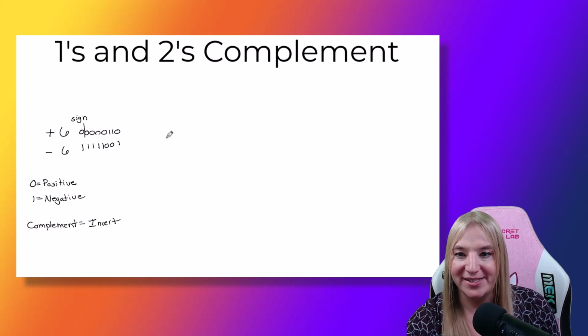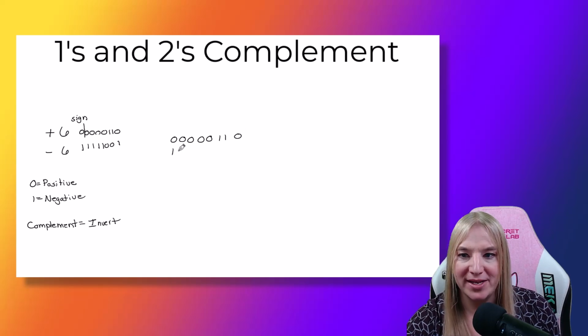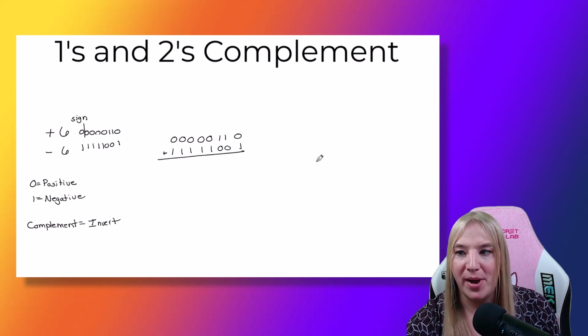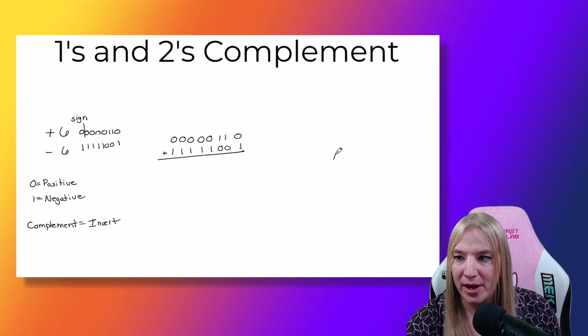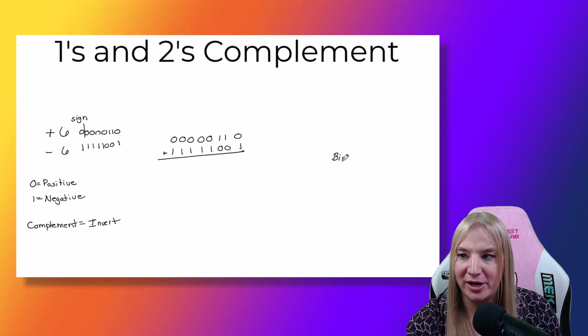All right, if we take these numbers now and add them together, 1 1 0, what we get is this. If we just add these together in binary addition. Now remember binary addition, so I'm going to write the rules over here so we have it.